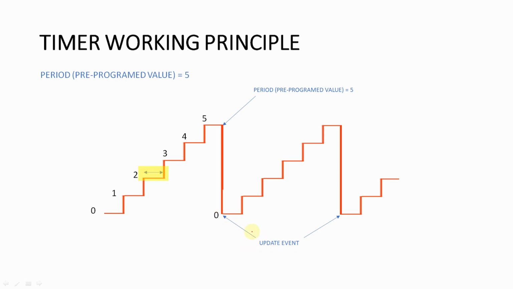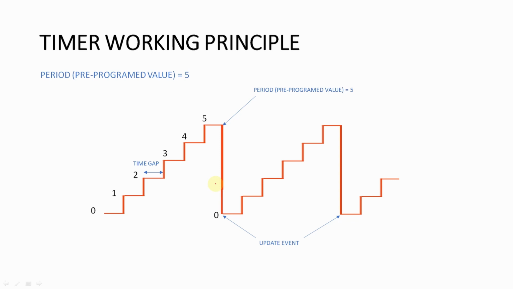The time gap between each step, for example, you can see on the screen the time gap between step 2 and 3, or 1 and 2, or 3 and 4, is 1 tick of the timer. As we say, our clock will tick for every 1 second. This particular time gap between each step of the timer is called 1 tick of the timer.